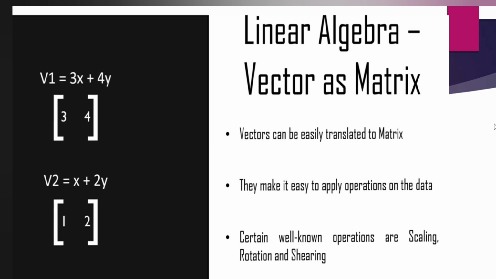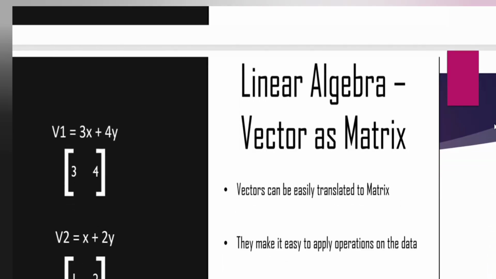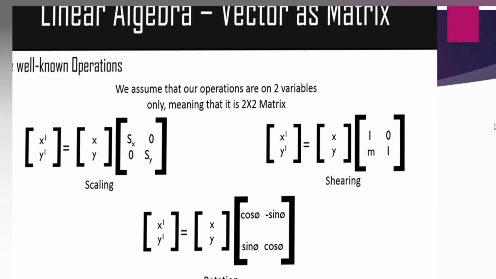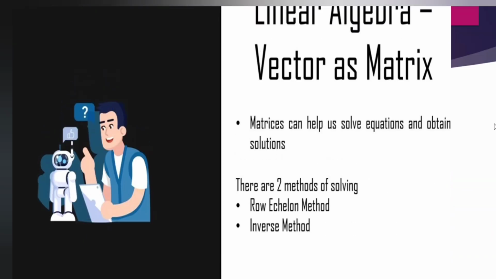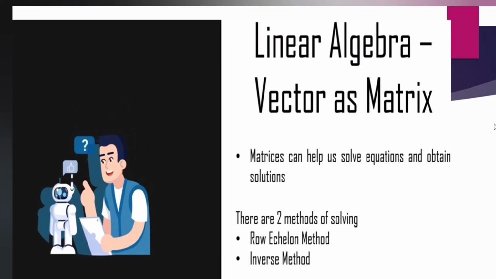Certain well-known operations are, like we already discussed, scaling, rotation, and shearing. Shearing is already known. Scaling means it will scale like this, and rotation means like sine, cos, like that. Yeah. So the next thing, this one is also discussed. And the next thing is the linear algebra as a matrix.